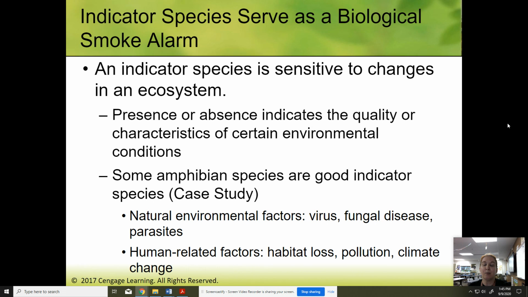And this is going to be referred to in the case study that we will talk about this chapter. So you can think of natural environmental factors like viruses, funguses, parasites, and then you can also think of things like human-related factors, habitat loss, pollution, and climate change. So if you see the indicator species, good. If you do not, bad.